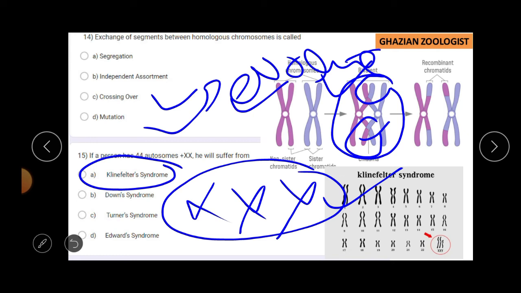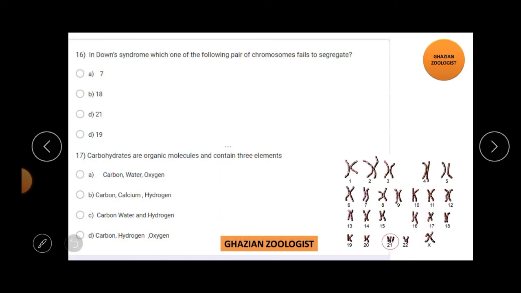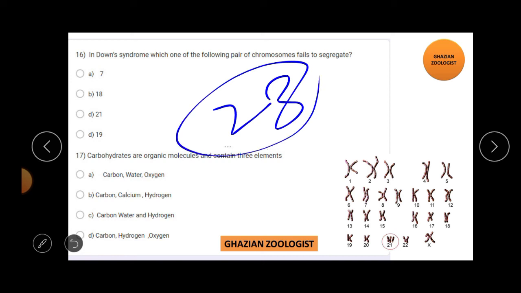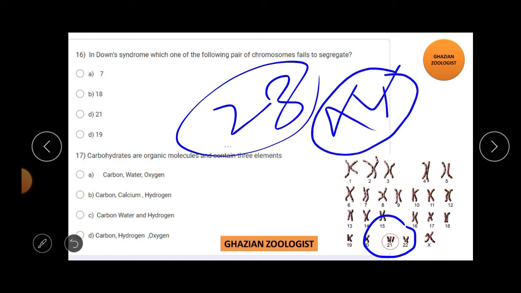Down syndrome is something different, where there is a change, one gene is missing. We have another MCQ to discuss. In Down syndrome, which one of the following pairs of chromosomes fails to segregate? We already discussed that there are 23 pairs of chromosomes, 46 total in human beings. In this case the chromosomes fail to segregate, they cannot be segregated, and there is an addition of one chromosome. Then this is called Down syndrome, and our option is 21st.